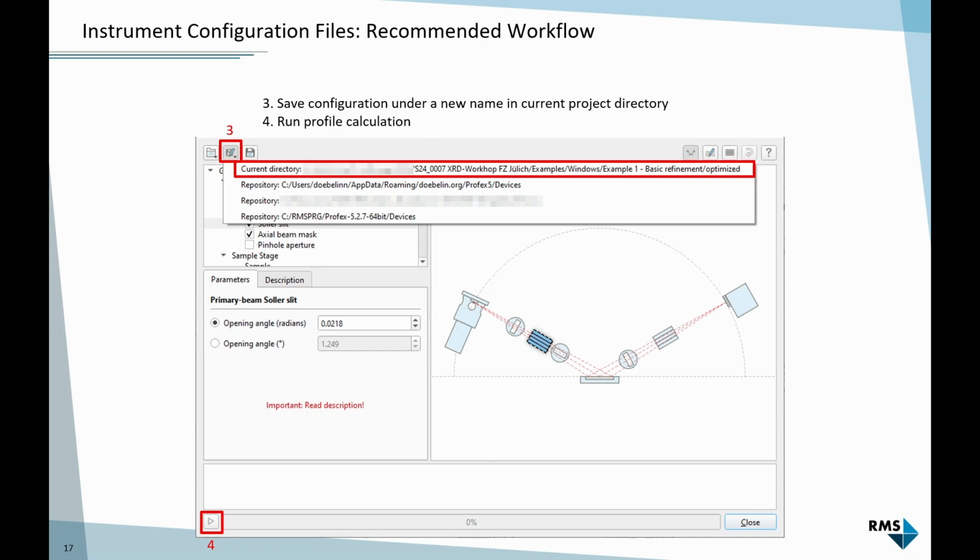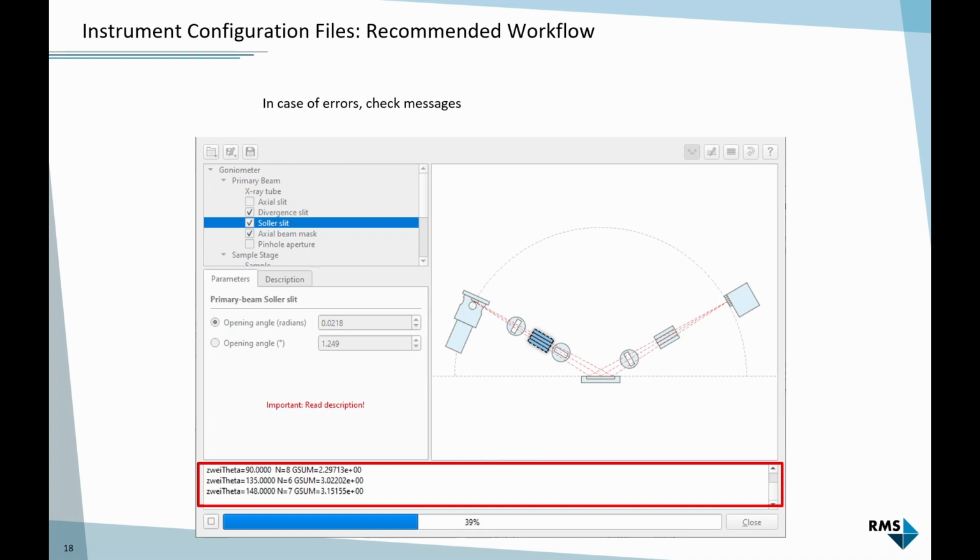Once you're done, you should save the new configuration under a different name. Use the Save button, give it some name, and then you have to start the calculation of the profile. That's the button on the bottom left, number 4. So after saving it, press this button, and it will take a while. It can be very slow. It can take minutes sometimes to calculate the profile from this description.